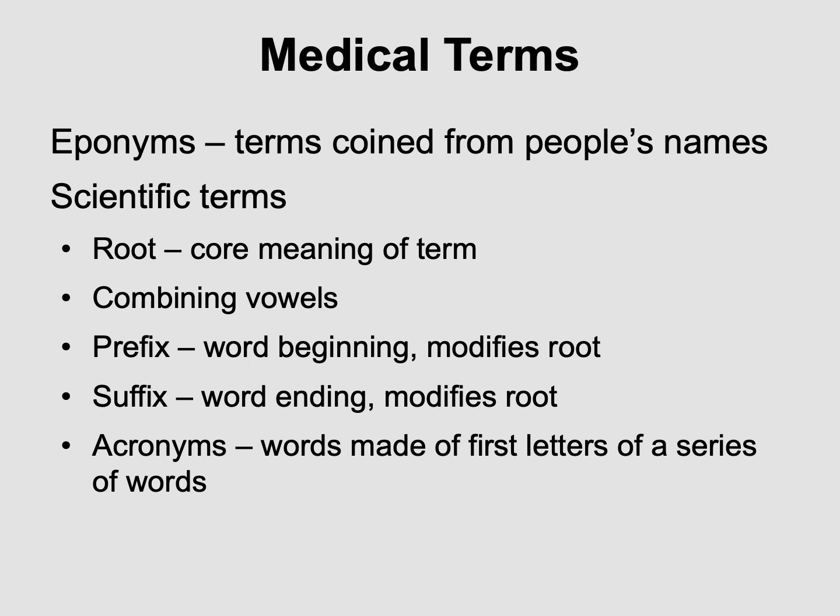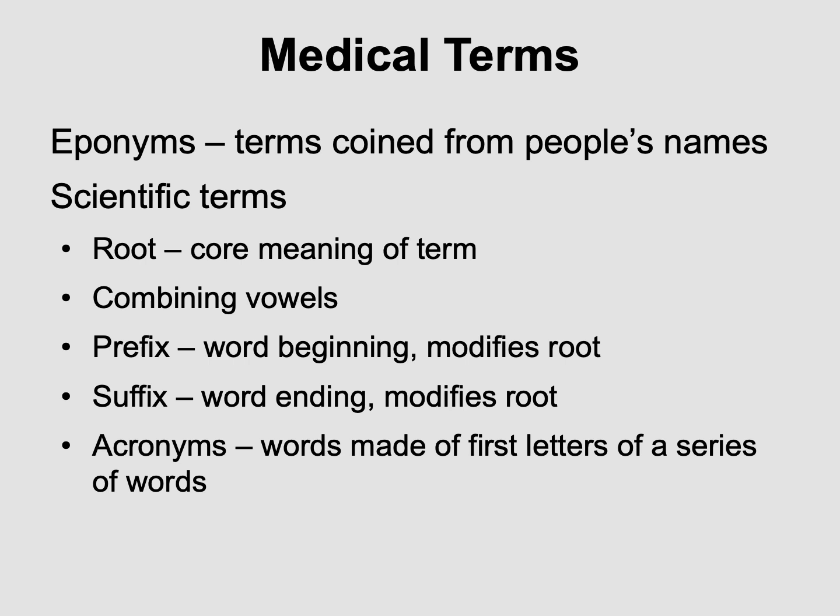Finally, we'll go over some medical terminology. We have eponyms, which are terms that contain people's names, such as Alzheimer, Cushing disease, and Crohn's disease. Those are named after the scientist that made the diagnosis or the discovery. We also have scientific terms such as the root, which is the core meaning of the term. An example of that, we said cardia and pericardium. Cardia is the root, or the core, of the term.